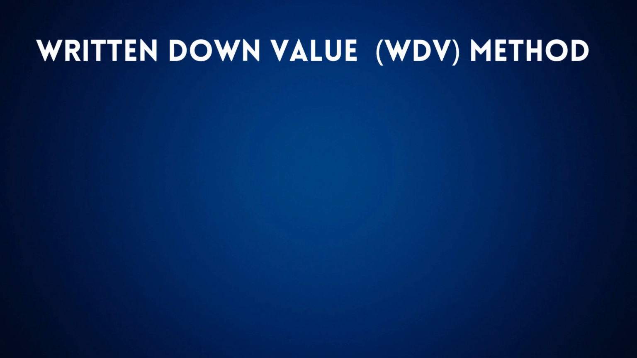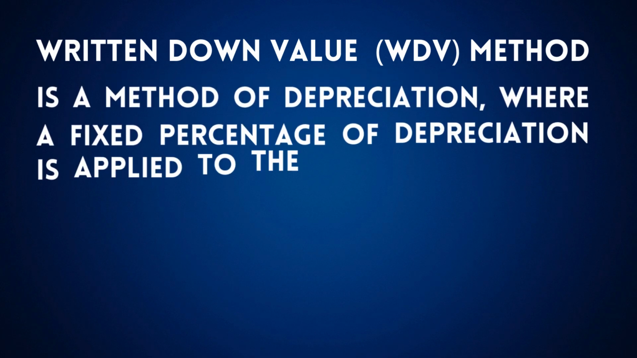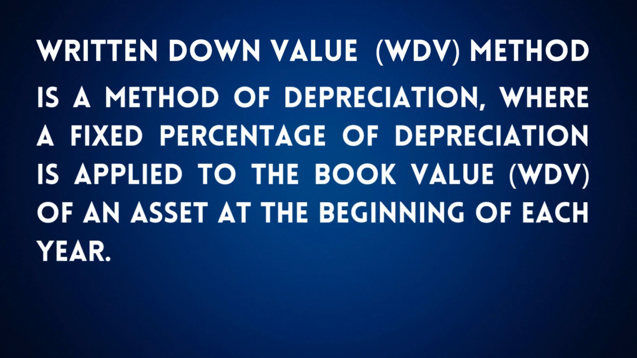The written down value method, also called the diminishing balance method or reducing balance method, is a method of depreciation where a fixed percentage of depreciation is applied to the book value of an asset at the beginning of each year. This method is commonly used for plants, fixtures, etc. Under this method, the annual charge of depreciation decreases from year to year. So, there is higher depreciation in earlier years and lower in later years.